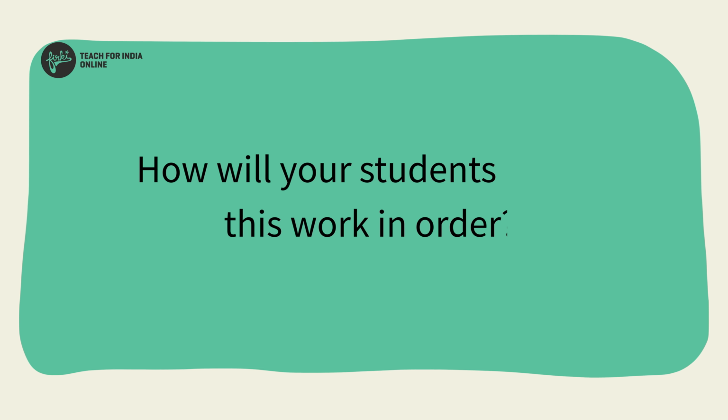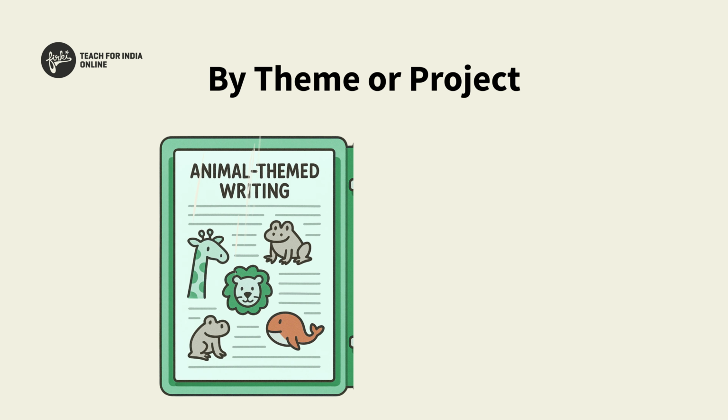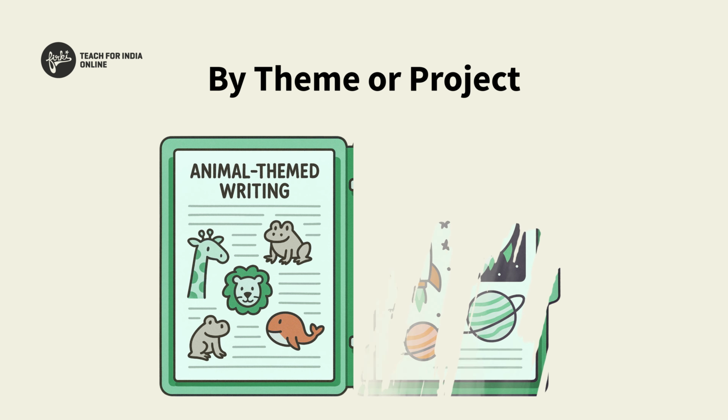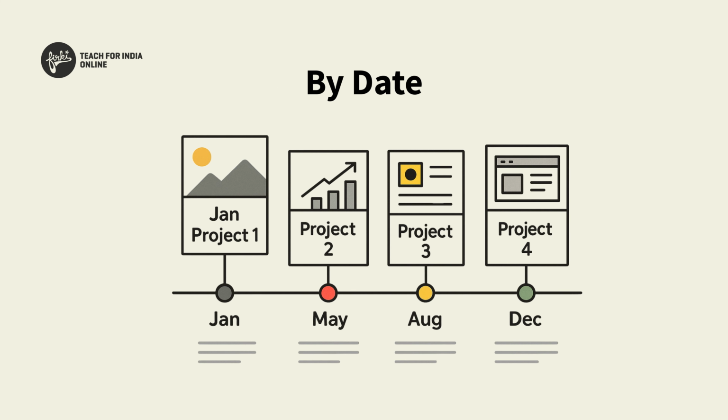Now, how will your students put all this work in order? They can sort their portfolios in a few ways: by theme or project. For example, all the animal-themed writing in one section, or all pieces from a space exploration project in another. By date, they can just put everything in order from the start of the year to the end, like a timeline.